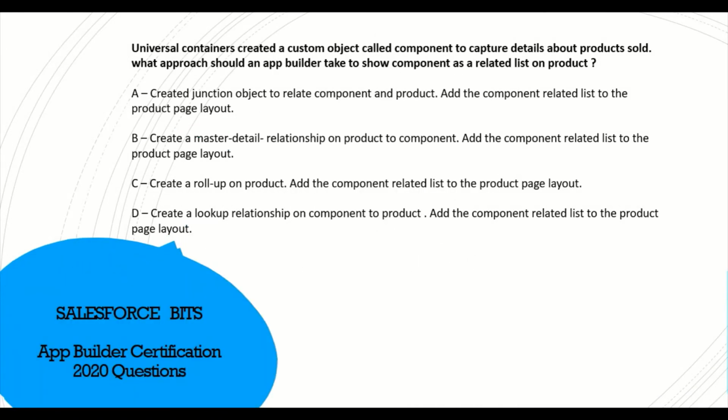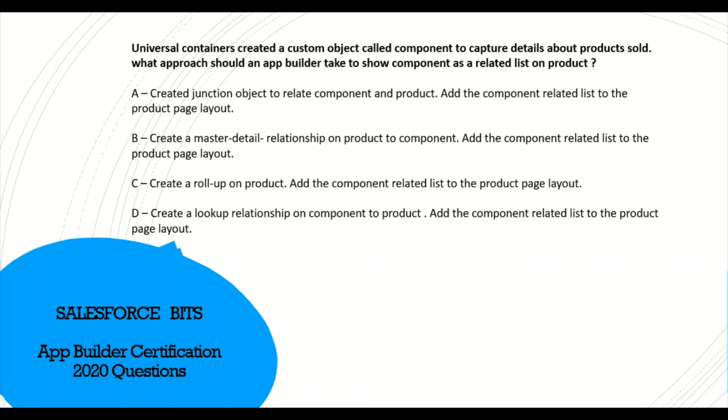Next one: Universal Containers created a custom object called component to capture the details about the product sold. What approach should an app builder take to show the component as a related list of the product? Okay, A: create a junction object to relate the component and the product, and add the component related list to the page layout.